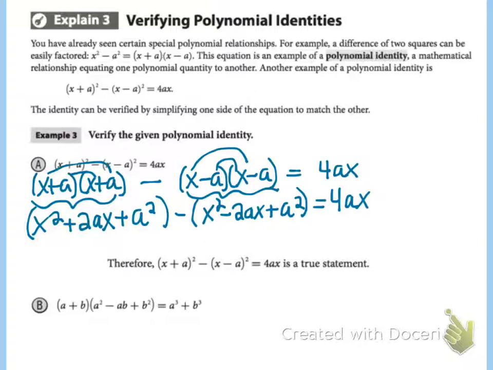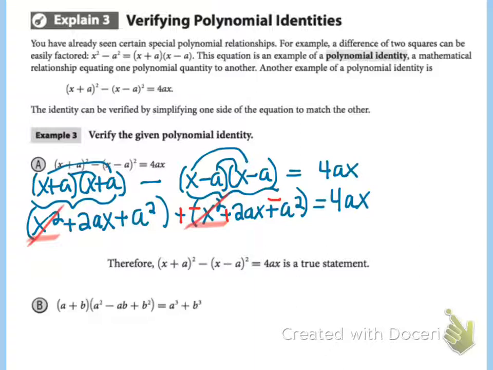And now we're going to go ahead and subtract. So remember, when we subtract, it's a good idea to change it to addition of the opposite, when you have a whole quantity you're subtracting. So if I change that to plus, everything after it is going to change sign, right? And now I can put my like terms together. So we have x squared and negative x squared. Oh, those cancel out, right? There's no x squareds left.